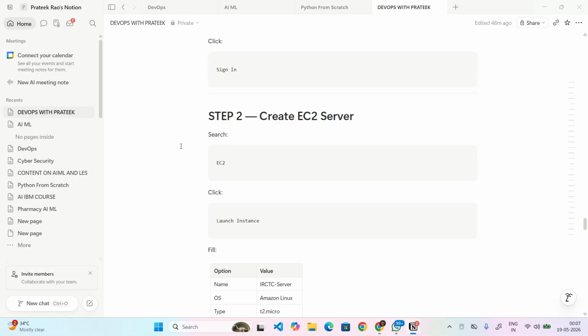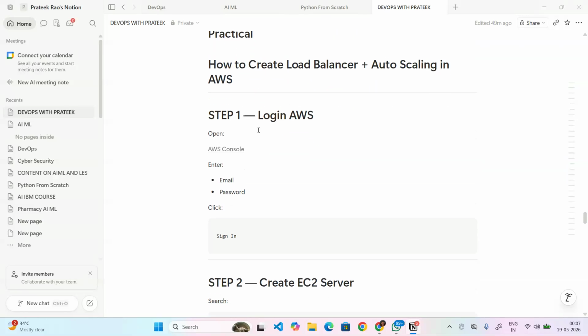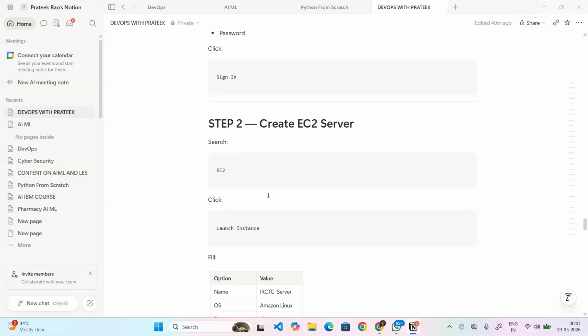So guys, here you can go to the correct ticket. The first thing you need to do is log in with your AWS console, then you need to create your instance.